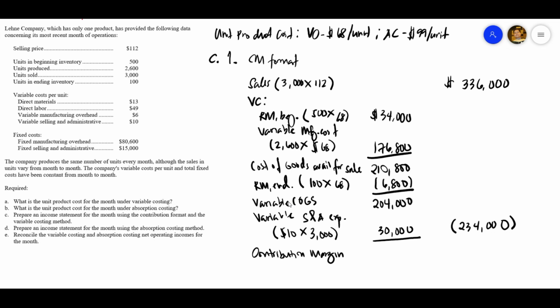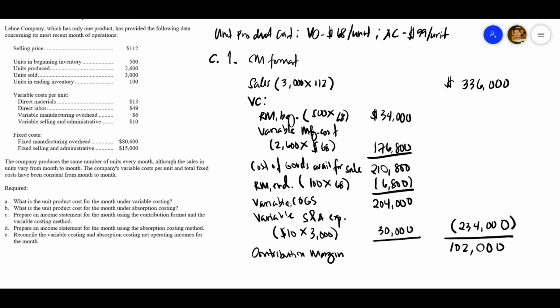Then we deduct this amount from the sales to give us your contribution margin. It's 336,000 minus 234,000, which is 102,000. So we have your contribution margin of 102,000. Are we done? Not yet. We need to deduct your fixed cost.